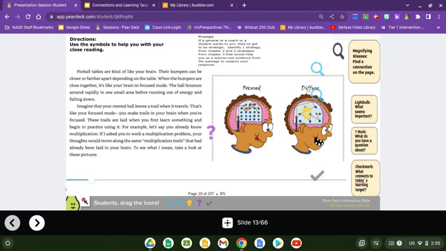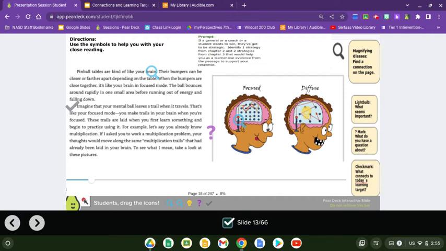Pinball tables are kind of like your brain. Here's a pinball table here that's kind of like the brain. Their bumpers can be closer or farther apart depending on the table. When the bumpers are close together, it's like your brain in focus mode. The ball bounces around rapidly in one small area before running out of energy and falling down. Now imagine that your mental ball leaves a trail when it travels. That's like your focus mode. You make trails in your brain when you're focused.